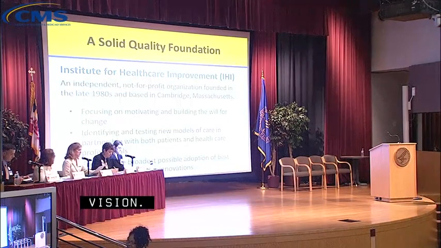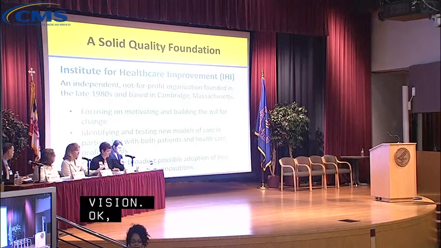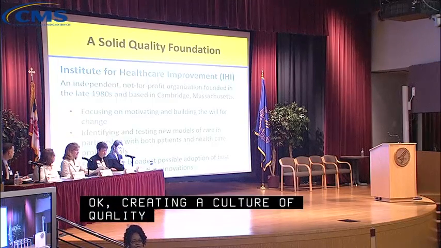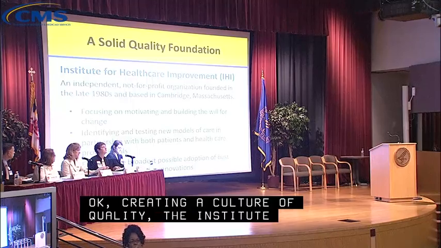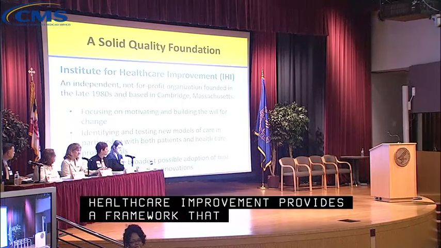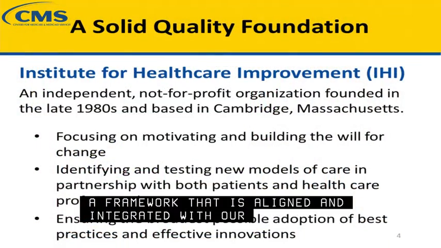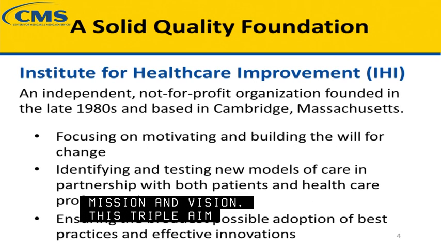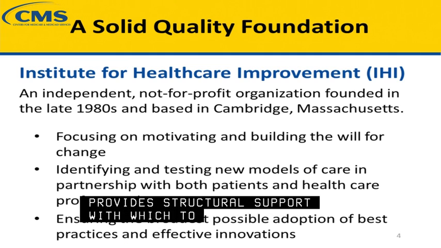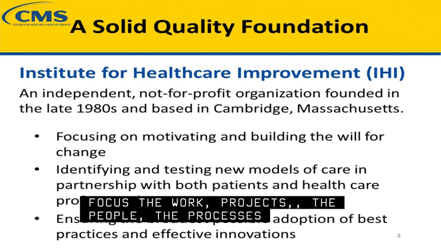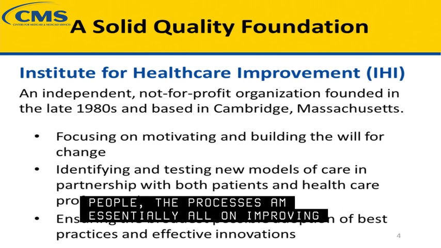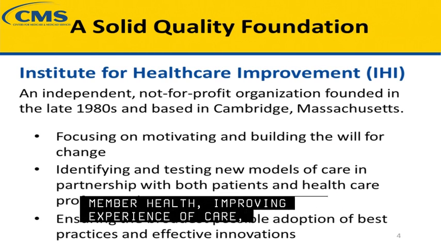Okay. So creating a culture of quality, the Institute for Healthcare Improvement provides a framework that's aligned and integrated with our corporate mission and vision. This triple aim framework provides structural support with which to organize and focus the work, the projects, the people, the processes, essentially all on improving member health, improving experience of care, and getting the greatest value for what we spend and giving the members the best value for what they spend.